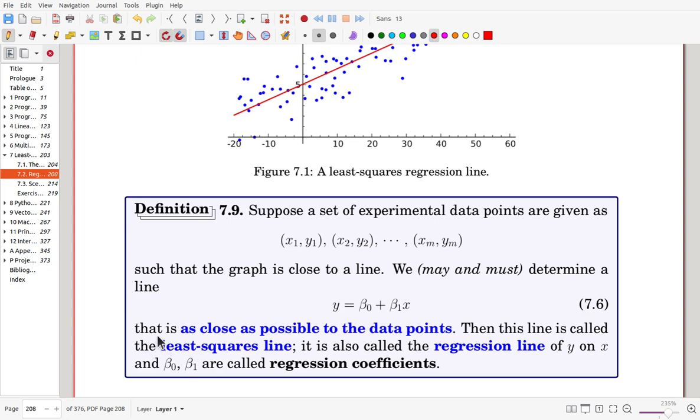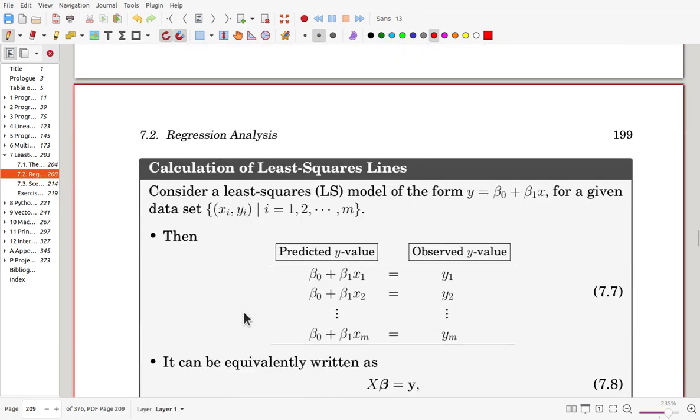So that the line is as close as possible to the data points in the average sense, or with the least square error. Because the line cannot pass through all the data points, we have to determine the line of this form. So we write down here, we may and must determine a line. In this case, this line is called the least squares line or the regression line, and beta 0, beta 1 are called regression coefficients. Let's see how to calculate the regression line or least squares line.